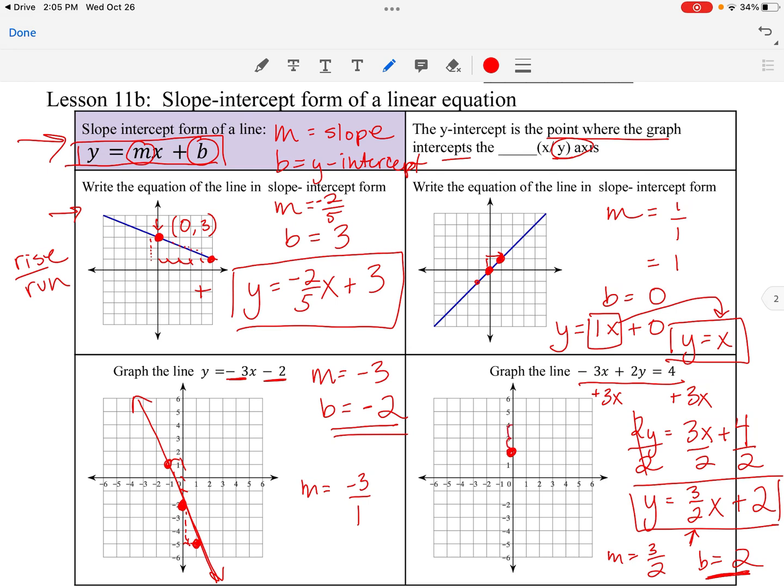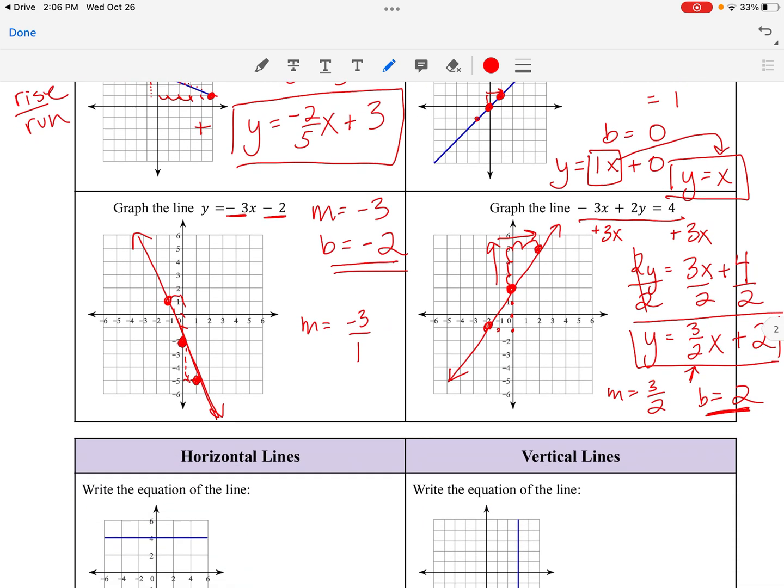So we're going to rise 1, 2, 3, and we're going to run like this, right? And so I rose positive y and I ran positive x. It's a positive sloping line. I could also rise negative 3 and run negative 2 to get another point on the line. There's my line, a positive sloping line.